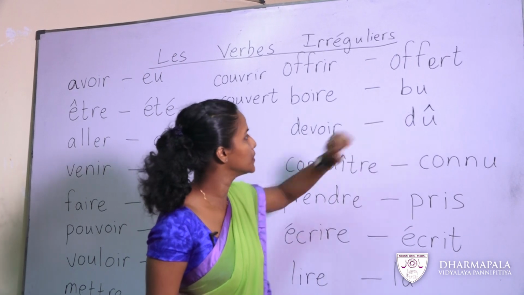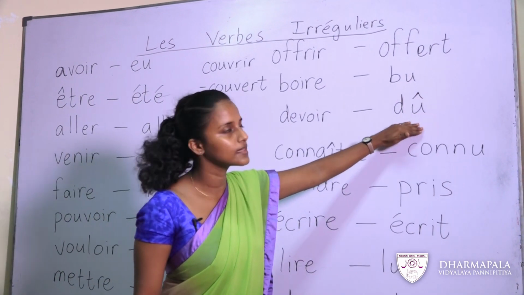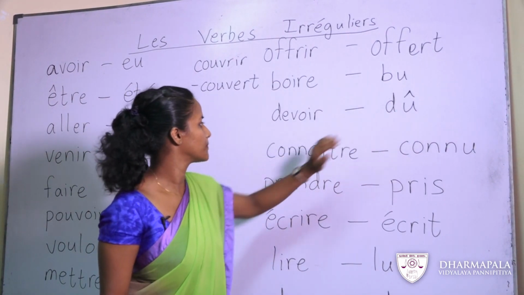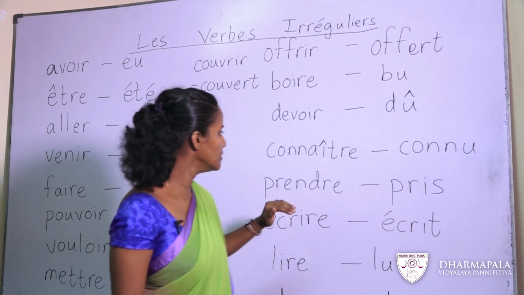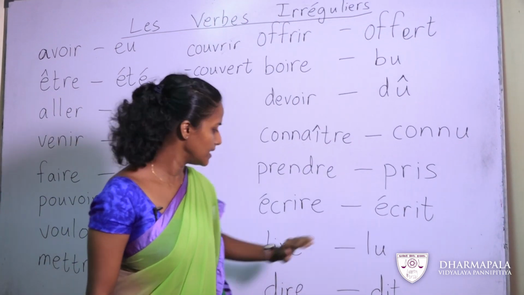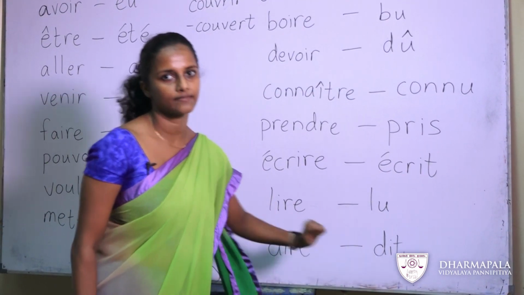Boire, bu. Devoir, dû. If the accent is missing, the past participle is wrong. So don't forget the accent. Dû. Connaître, connu. Prendre, pris. Écrire, écrit. Lire, lu. Dire, dit.